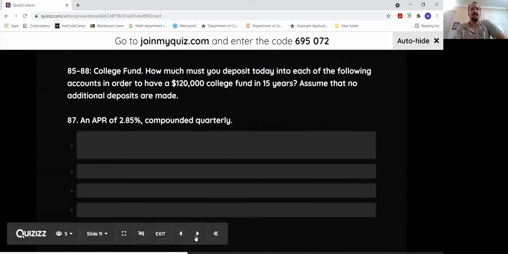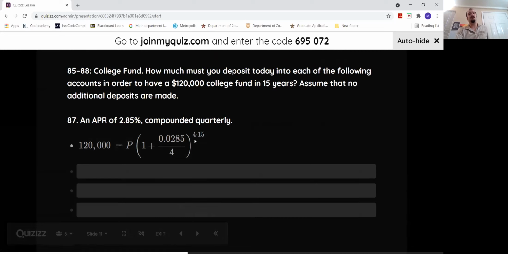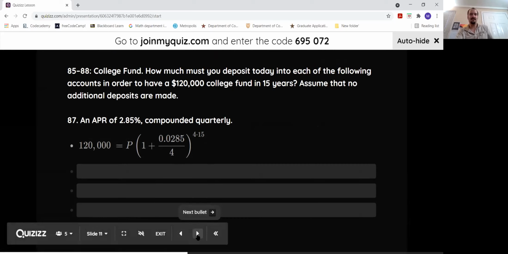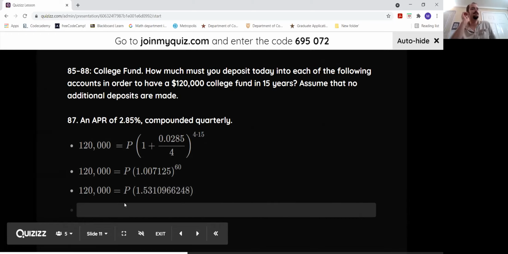All right, so this is probably what you did. 120K is going in my accumulated amount. My interest changes to 2.85%. I'm doing it quarterly, which is this one, for 15 years. So 120K, I'm going to do this number, divide that, add it to 1. I should get this crazy decimal. I'm doing 1.007125 to the 60th. Got to do exponents there.